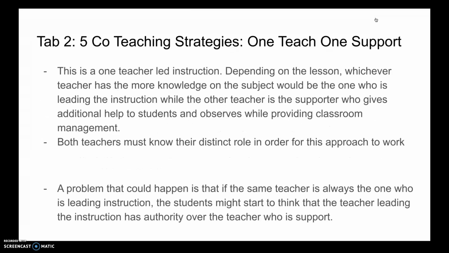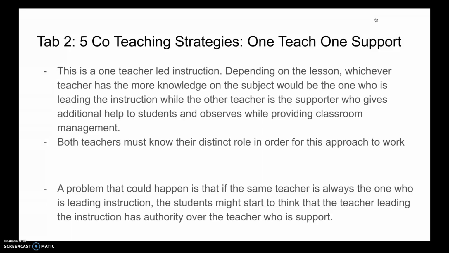So the five co-teaching strategies, the first one is one teach, one support. And so basically this is where one teacher is leading the instruction. Usually it's whichever teacher has more knowledge on the particular subject. And the support teacher will then be supporting the teacher in any way they can, as well as walking around the room, helping students and looking for any points of confusion that they can help address.